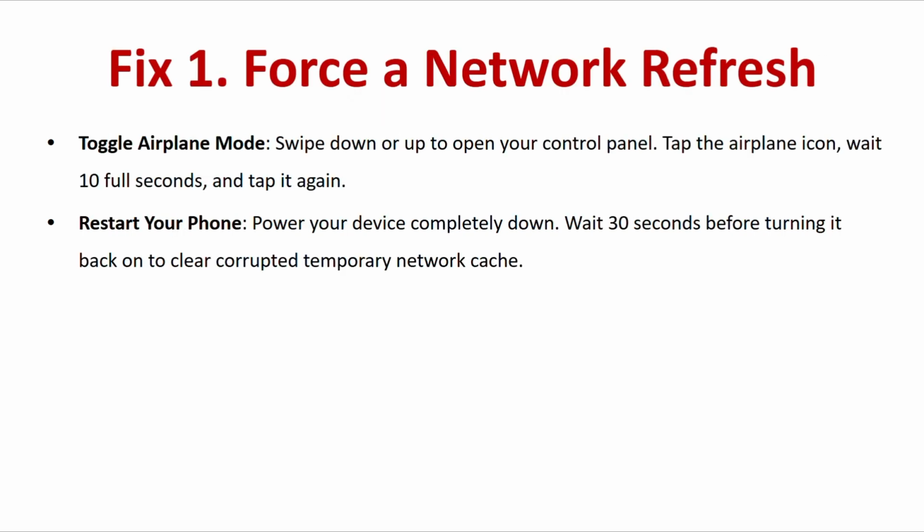Fix 1. Force a network refresh. Toggle airplane mode. Swipe down or up to open your control panel, then tap the airplane icon. Wait for 10 full seconds and then tap it again. Next, restart your phone. Power your device completely down. Wait for 30 seconds before turning it back on to clear corrupted temporary network cache.